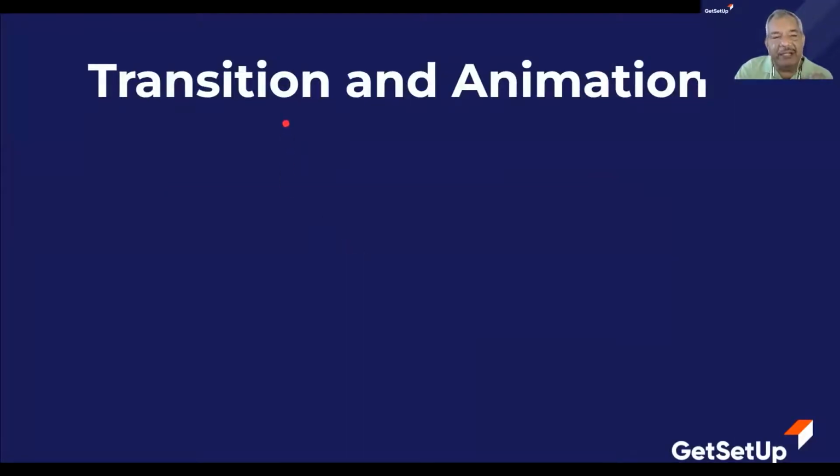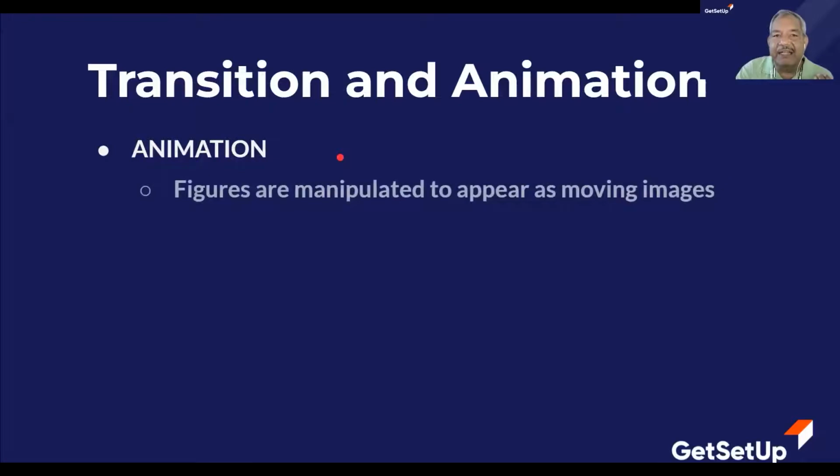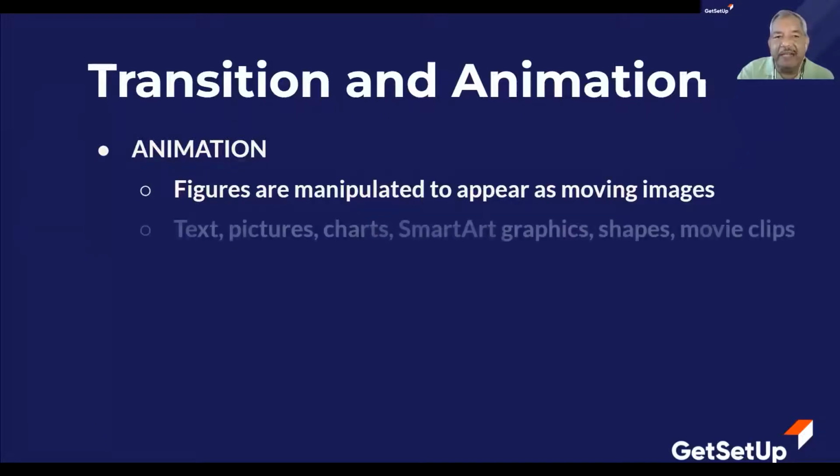Next, another aspect that we will be covering is transitions and animations. First thing, what are they? When we are looking at animation, it is basically figures manipulated to move, appearing as moving images. It is just one command. We don't have to give many commands or anything of that sort. It is just one command and they move.